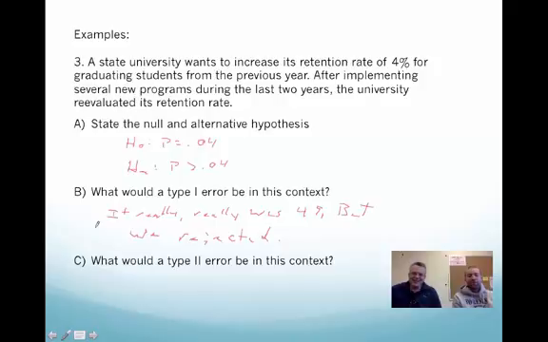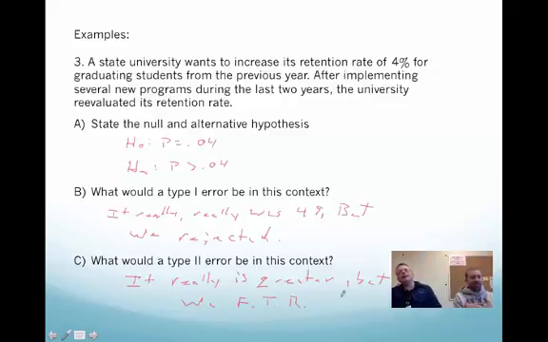And then type 2 would be it is not 4%. It's greater than 4%. So it really was greater, and we failed to see that. So it'd be even worse. We would cancel the programs that are working in favor of something else, and it was really helping. It is greater, but we failed to reject. But we FTR'd. Okay, for the purpose of this video only. Don't write FTR on the AP test.